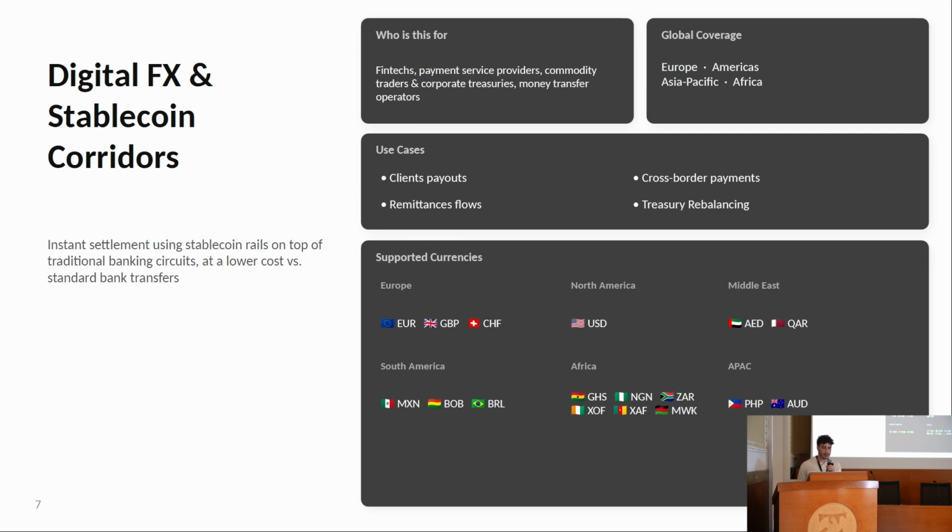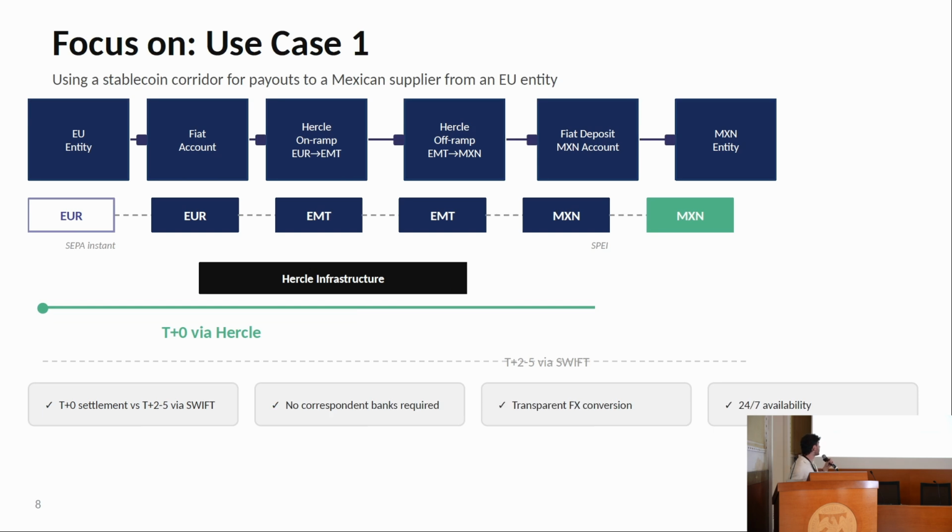I just want to show you a really fast use case, which is, let's say that a European entity needs to pay a Mexican entity. Right now, you cannot do this via SEPA, so you need to go via SWIFT. It's like 3 days, plus all the fixed costs and all the forex costs that we were saying before.